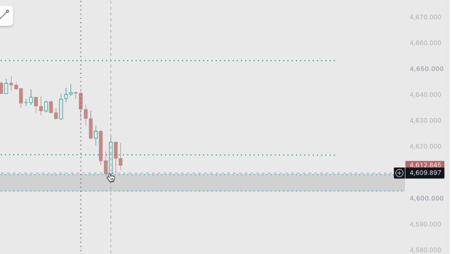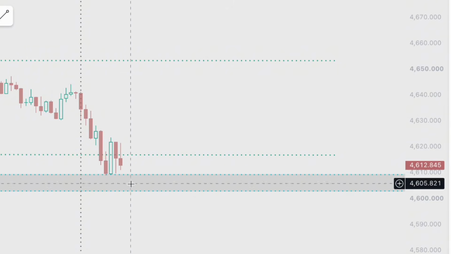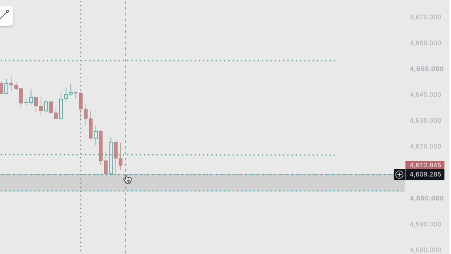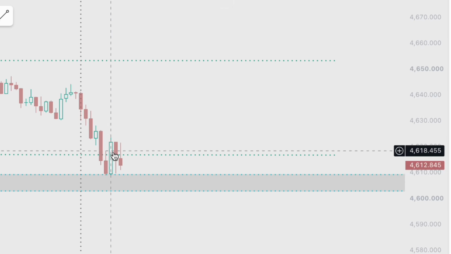A couple of things I want to add, though, is that one common point of confusion that I often used to have with volume imbalances is, do I just wait for the tap of one end of it, or do I wait for the fill? And the truth is, I don't have an answer. And sometimes there are moments where I'm going to take this trade as it currently stands, right?